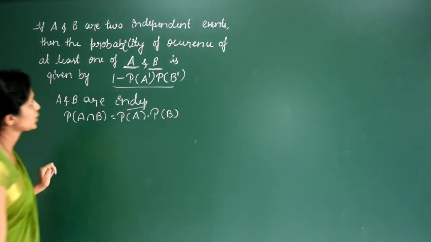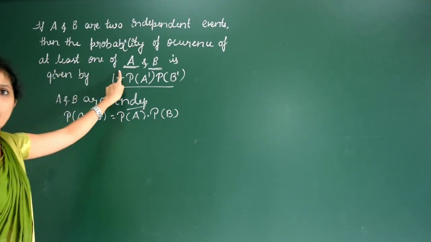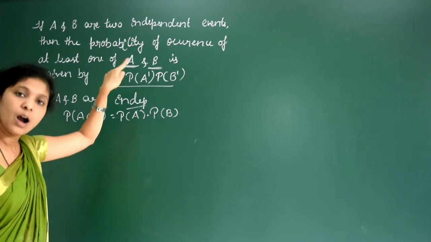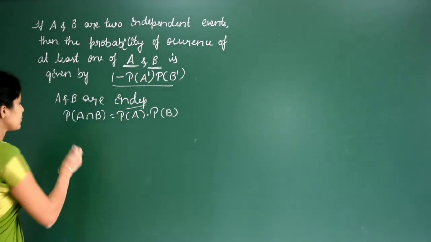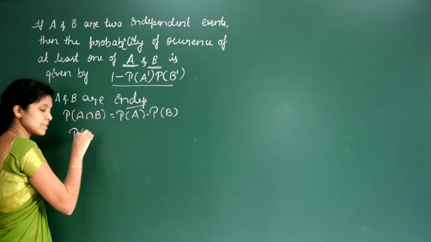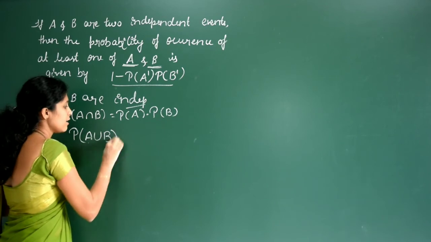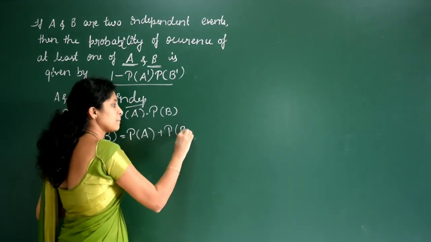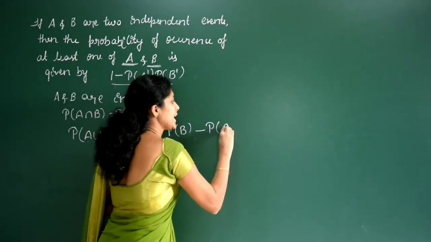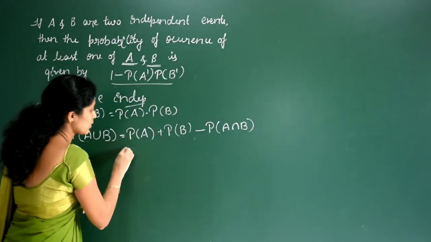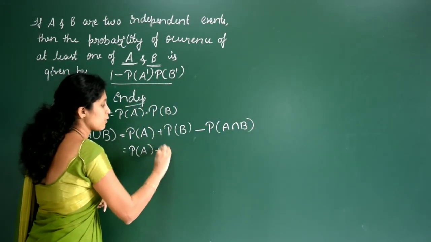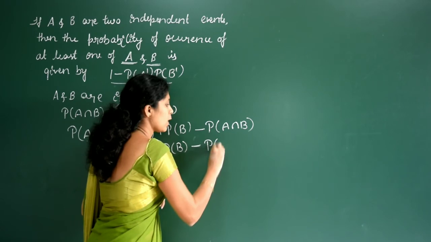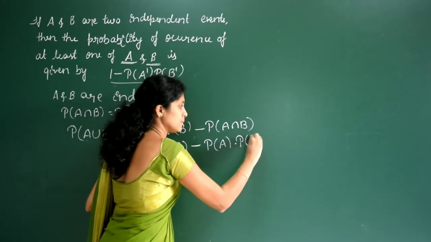Now what do you have to prove? Probability of occurrence of at least one of A and B. At least one means it will be a union, either A or B. That means we need to find P of A union B. You have the formula: P of A union B is equal to P of A plus P of B minus P of A intersection B. Since they are independent, we can write P of A into P of B.